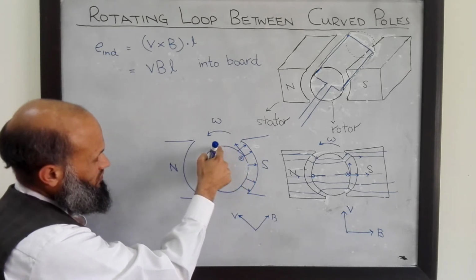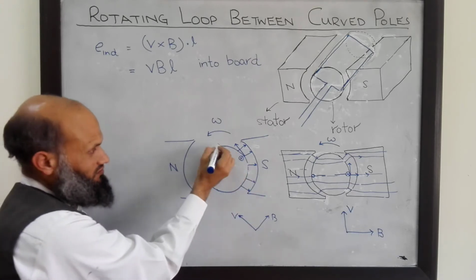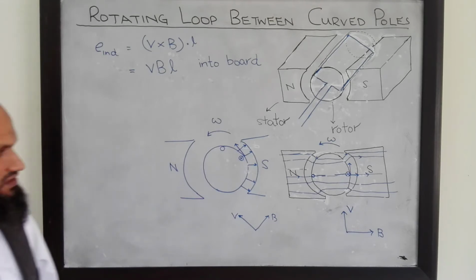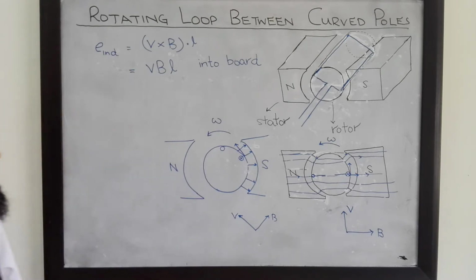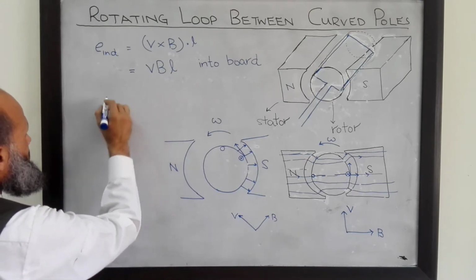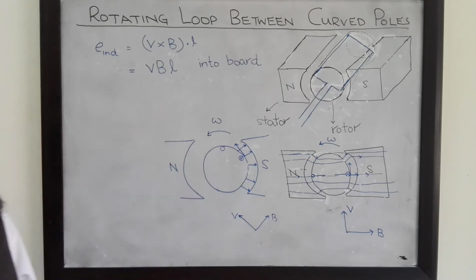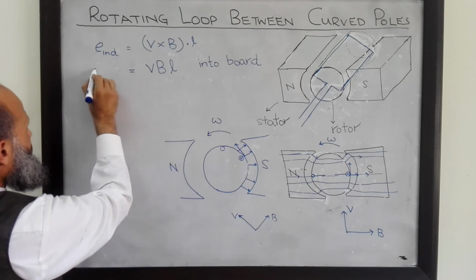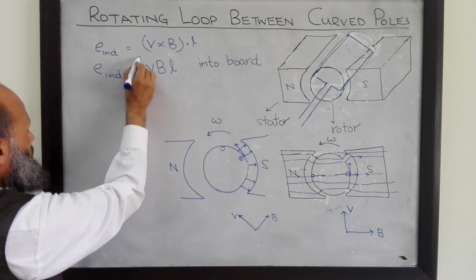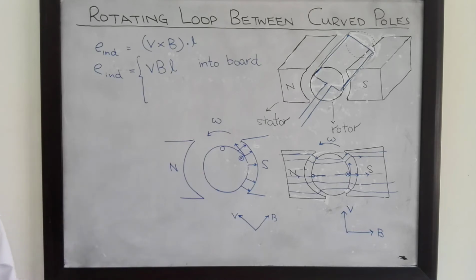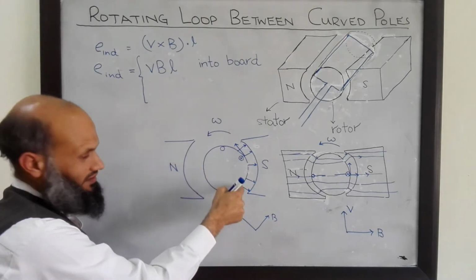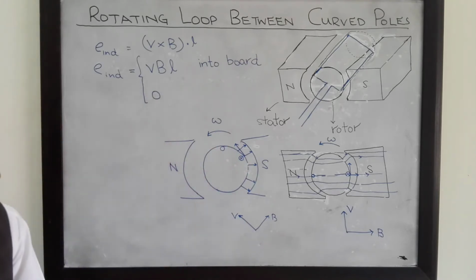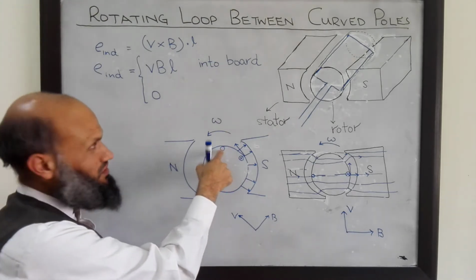When this conductor moves to this point, after a certain time, flux density is 0, and hence induced voltage will be equal to 0 when this conductor has moved to this position. So this induced voltage will be equal to V cross B into L until and unless this conductor is under the pole face, and it will become 0 when this conductor moves beyond the pole face.